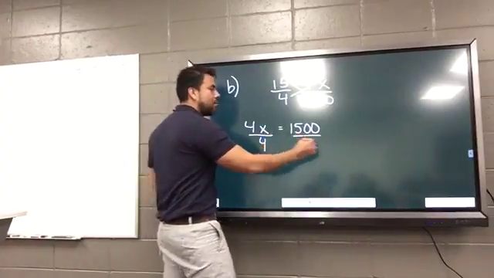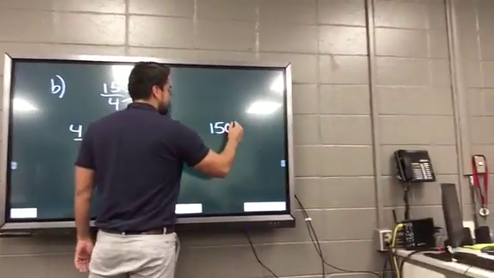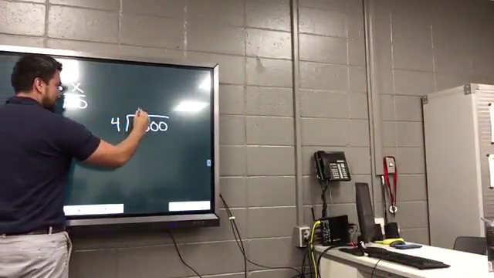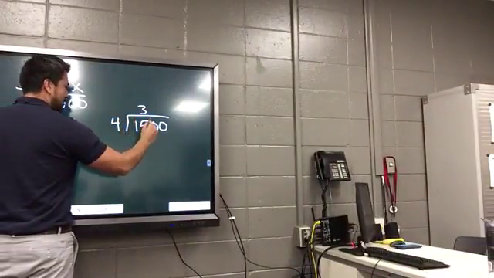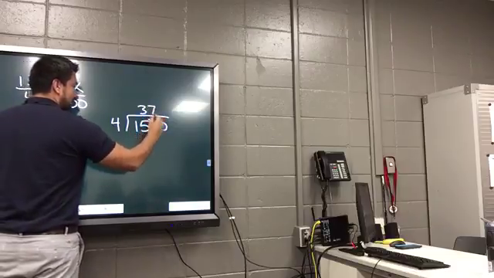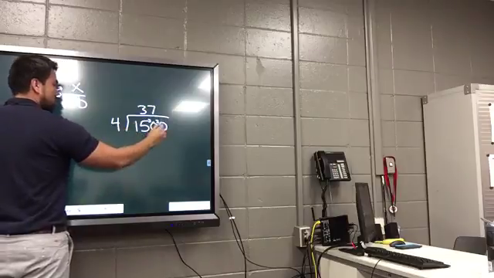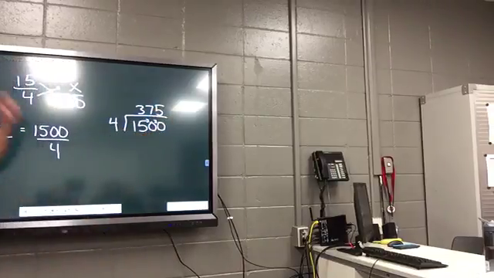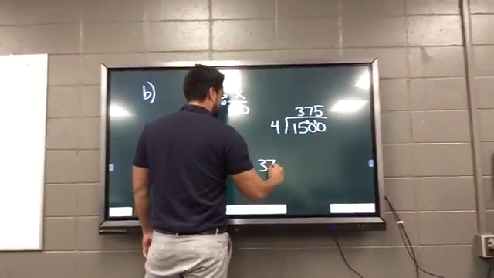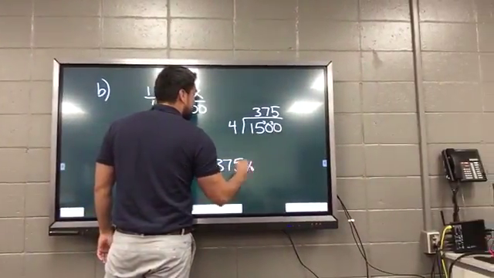Okay, if I divide both sides by 4, I'm going to get 1,500 divided by 4. 4 goes into 15 3 times. You want that short division? Of course you do. 4 goes into 30 7 times with a remainder of 2. 4 goes into 20 5 times. Yes, 375. 375%.